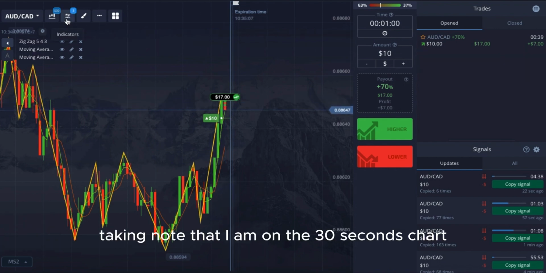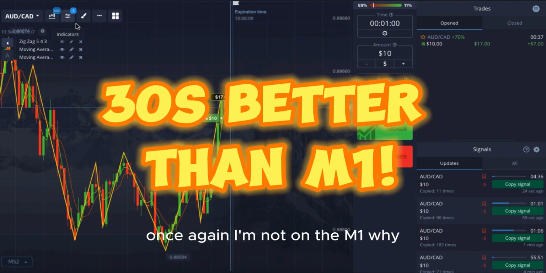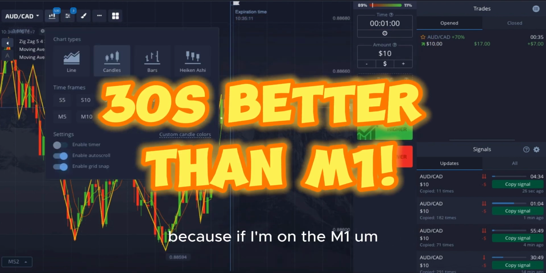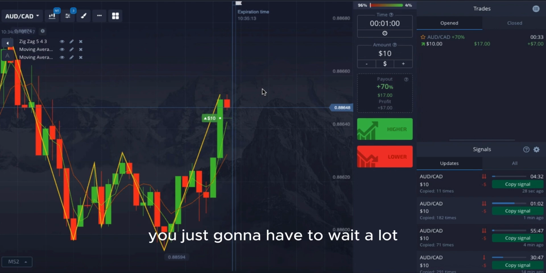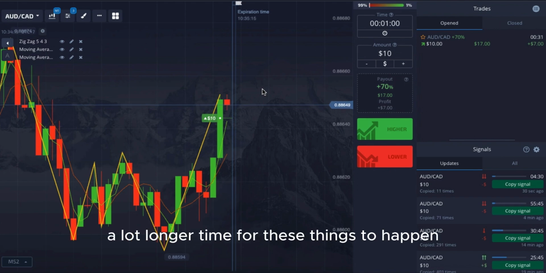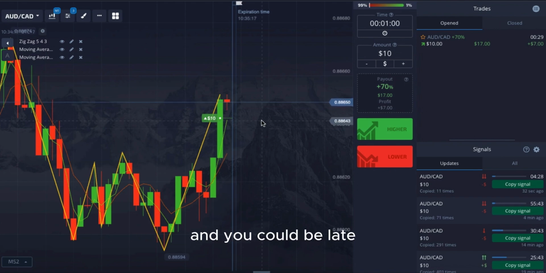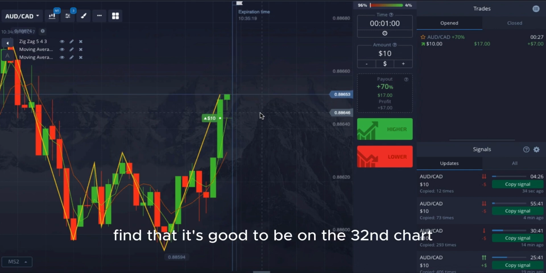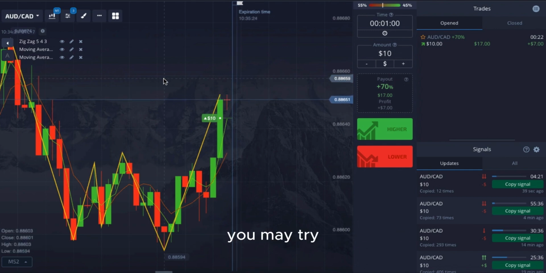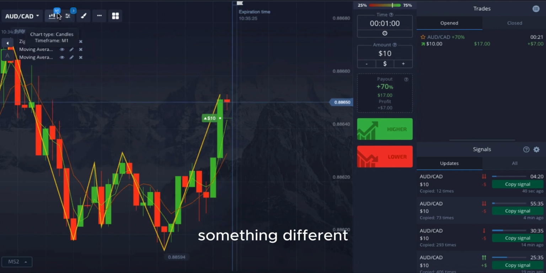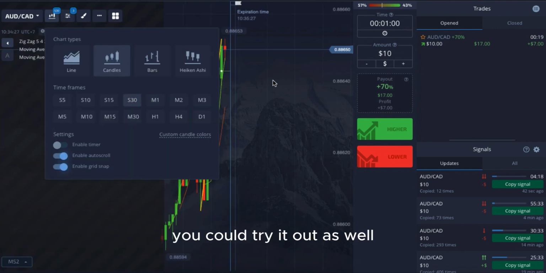Taking note that I am on the 30 seconds chart. Once again, I'm not on the M1. Why? Because if I'm on the M1, you're just going to have to wait a lot longer time for these things to happen, and you could be late. So from trial and error, I personally find that it's good to be on the 30-second chart. You may find something different. You could try it out as well.